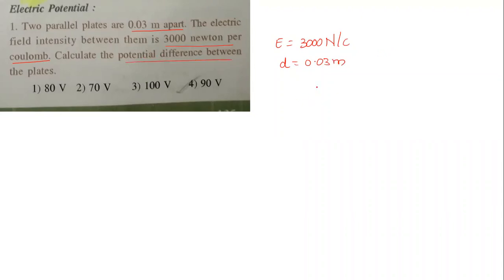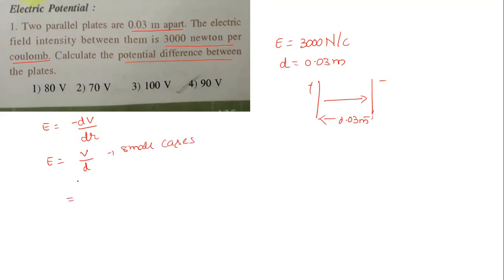Like this is the setup. This is the positive plate and this is the negative plate, and this is the direction of the electric field. And this distance is 0.03 meter. Okay, so now we know the relation: electric field E equals minus dV by dr. For small cases, we take the magnitude and just use V by D.